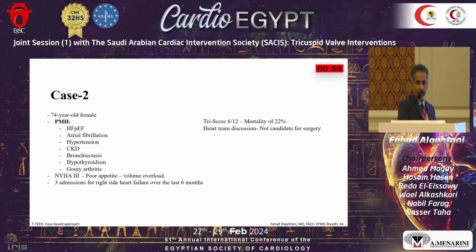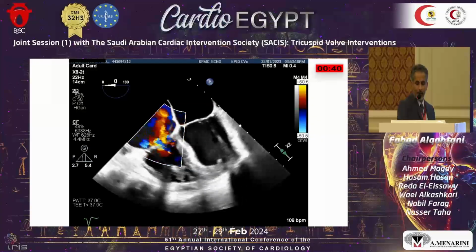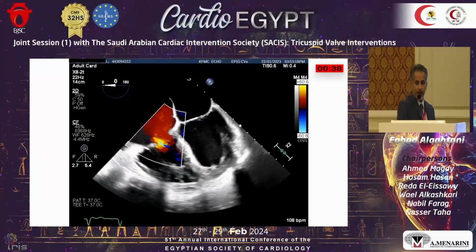And usually with their symptoms, female or elderly, they don't come with the typical symptoms. Usually the first symptoms are poor appetite, weight loss, and then volume overload. Patient had 3 admissions for right-sided heart failure over the last 6 months. TRI-SCORE is 6 out of 12, mortality of 22%. We had the heart team discussion. Patient is elderly, frail, and will not benefit from surgery. And this is purely right-sided pathology.